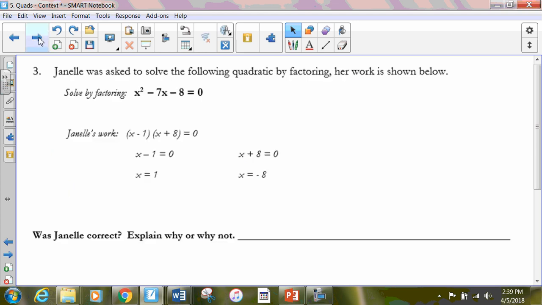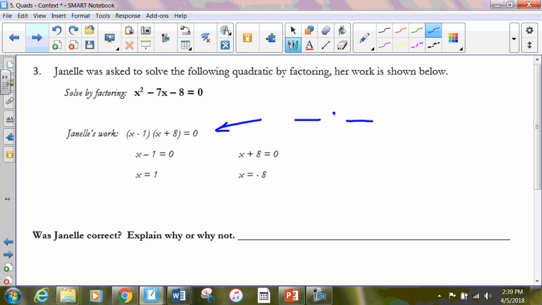Okay, Janelle was asked to solve the following quadratic by factoring. Her work is shown below. This is a different type of problem, right? This is actually you being the teacher and checking Janelle's work. So let's see how Janelle did. She saw that she could factor, and good for her. She set up this problem. We have to check the first line, right? Did she find two numbers that multiply together to equal -8? She sure did. So good for you, Janelle. But let's do that second check. Did those same two numbers, when she added them, equal -7? Uh-oh. They don't equal -7. So that's where she made her mistake.